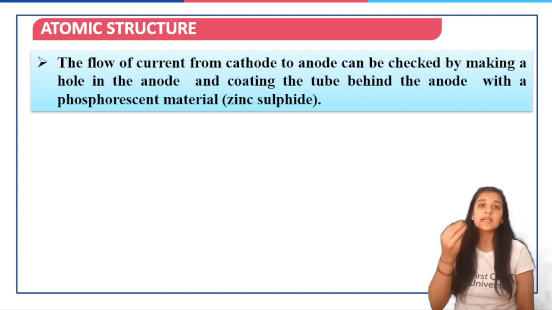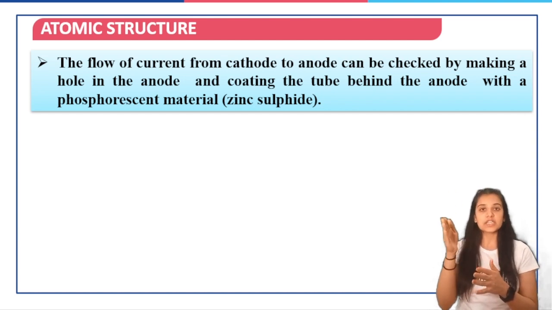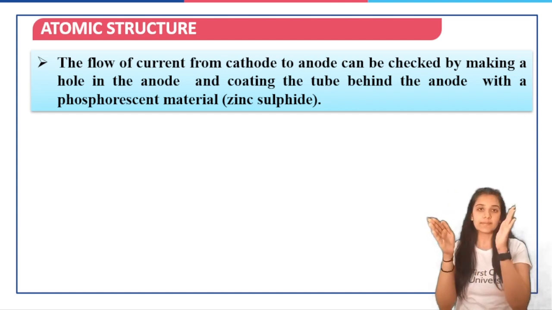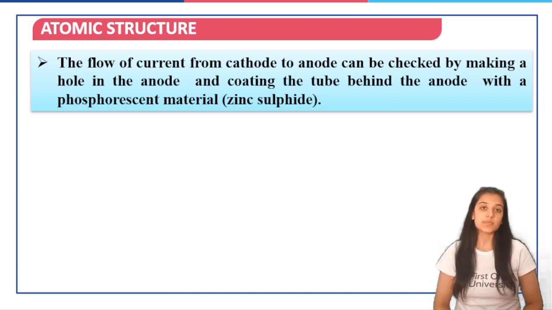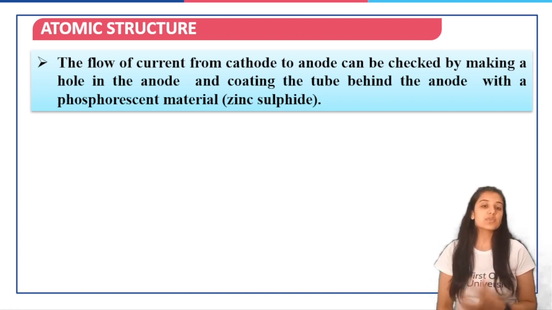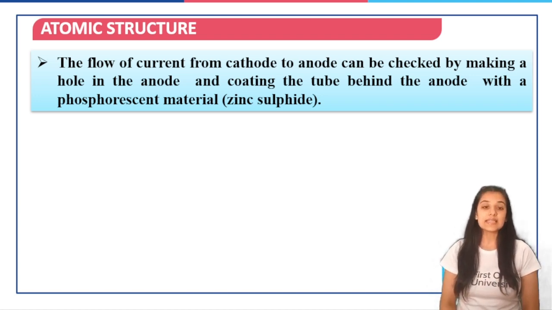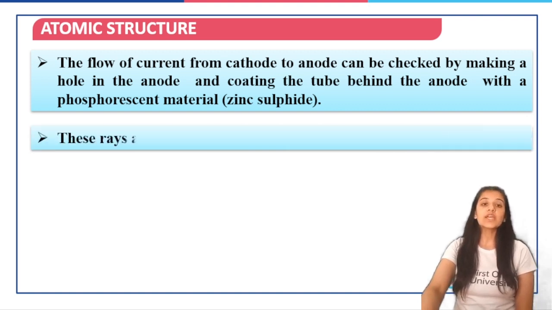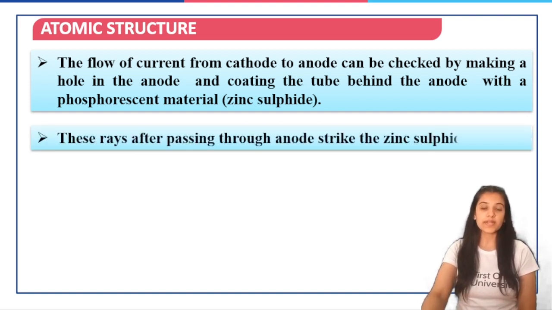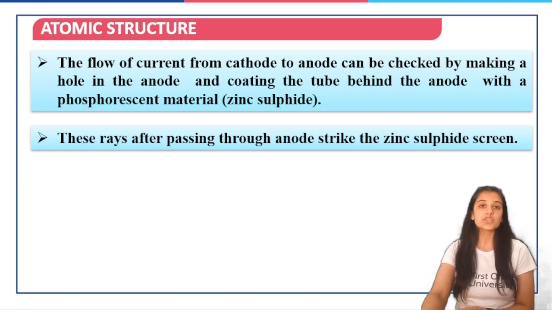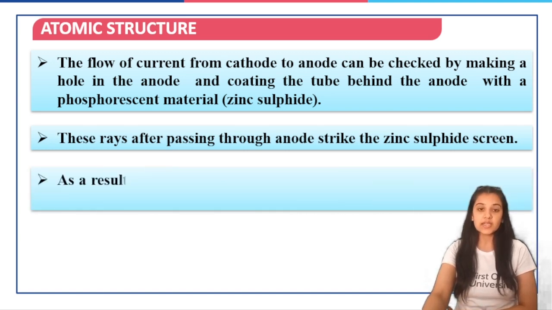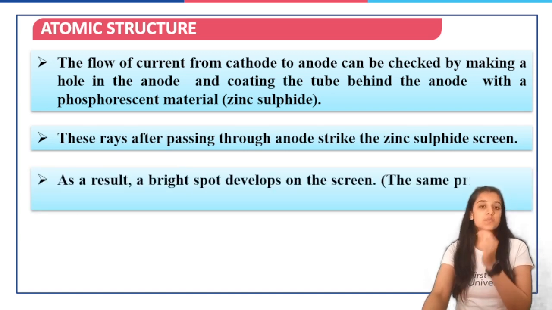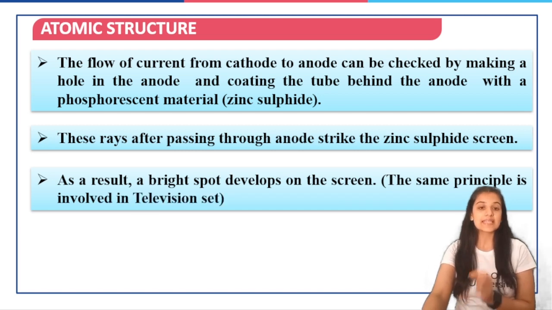Scintillation is basically a flash of light that is produced when any phosphorescent material is hit by such a high energy particle. The commonly used phosphorescent material is zinc sulfide. These rays, once they pass through the anode, are going to strike the zinc sulfide screen. As a result, a bright spot is going to develop, which is called scintillation, and that's the same principle that is followed in television sets also.